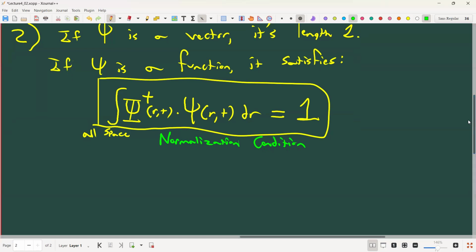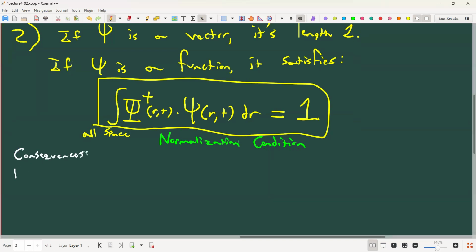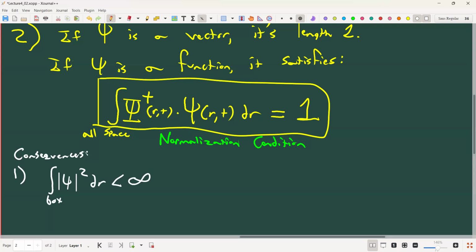And these have some consequences. Well, first of all, the integral of the square of the function over the entire box has to be less than infinity. Has to be a convergent integral. That's all it's saying, that it comes to a number when you integrate the square. That's good. So it has to be less than infinity. But you also have to be able to integrate it over the entire box. So that gives a very important condition.